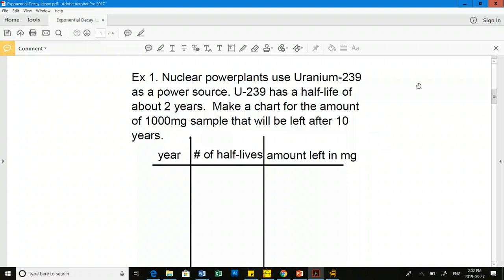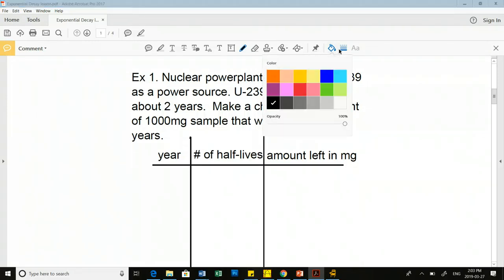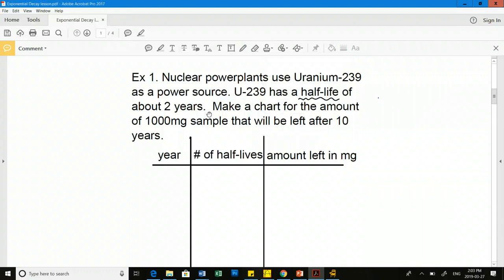Okay, so let's take a look at a nuclear power plant example. Nuclear power plants use uranium-239 as a power source. Uranium-239 has a half-life, there's that word that we just talked about, I'm going to underline that, of about 2 years. 2 years in the context of this question is probably an important variable, so let's underline that as well.